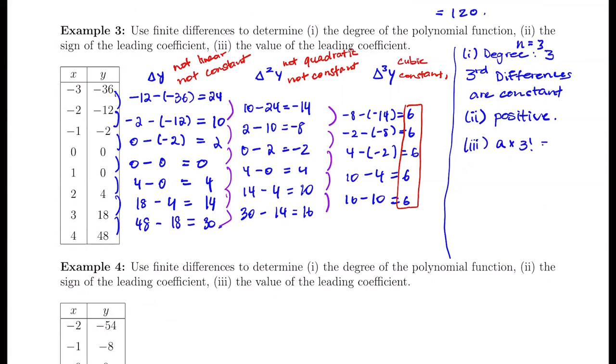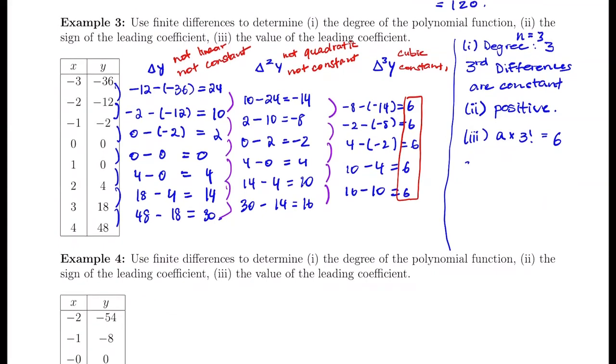And that is equal to the constant 6. And then solving for a, a is going to be the value of your leading coefficient. So a is equal to 6 divided by 3 factorial. Now 3 factorial is simply 3 times 2 times 1, which gives you 6 as well. So that means a is equal to 6 over 6. So a is equal to 1.